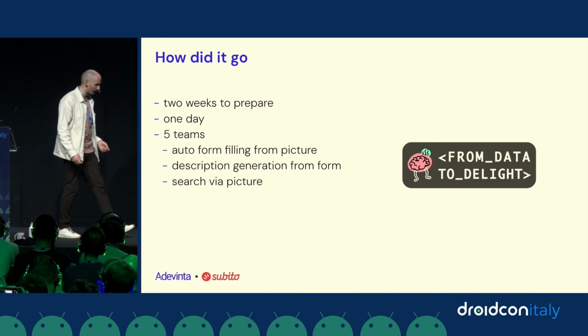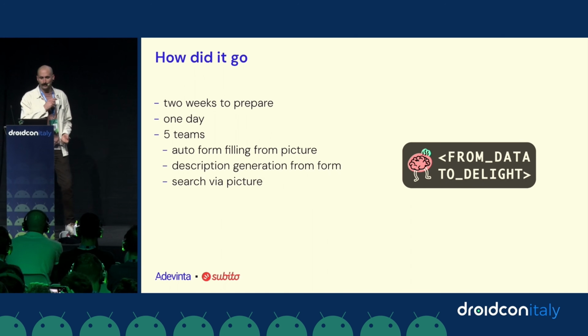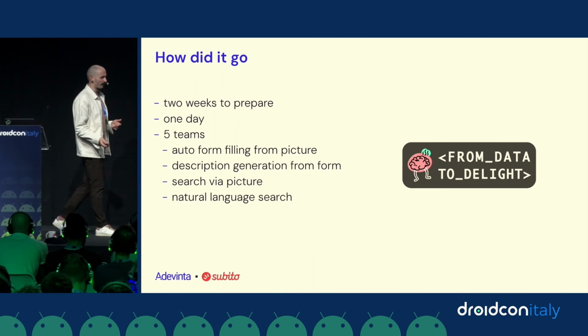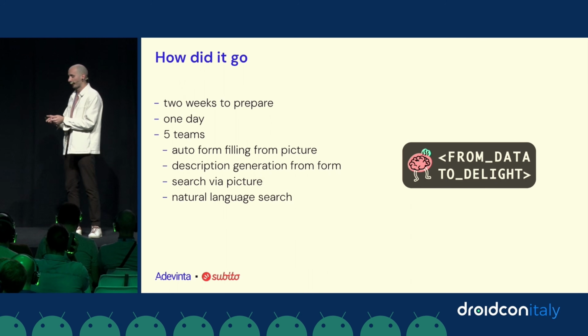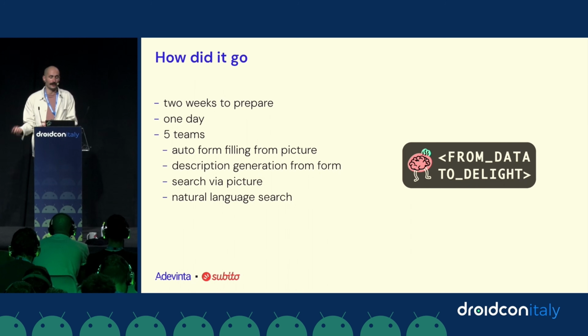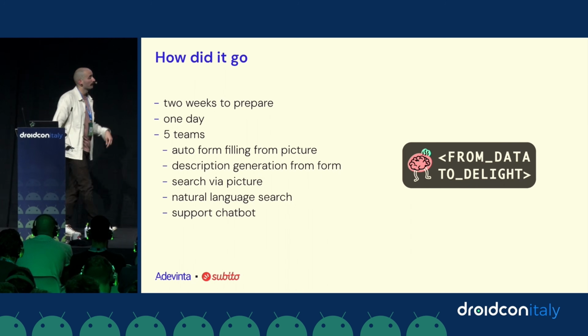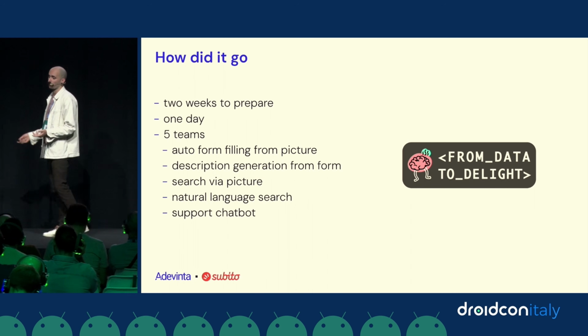Then we had search via picture. Oh, I don't know the name of this thing. Well, let me take a picture and search for it on Subito. Then we have natural language search. I don't want to search for the correct keywords to perform the search. I will just type like I would type to my friend. And then the platform would do the search for me. Last but not least, there was the support chatbot for transactions.